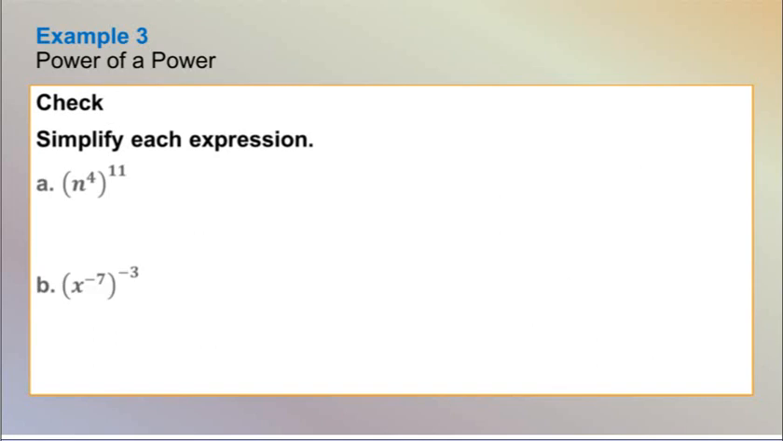A couple more examples. This would be n to the 44th. And the last one would be x to the 21st. A negative 7 times negative 3 would give us a negative 21.